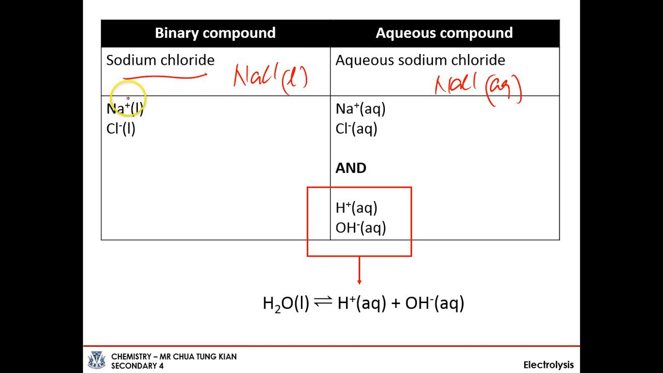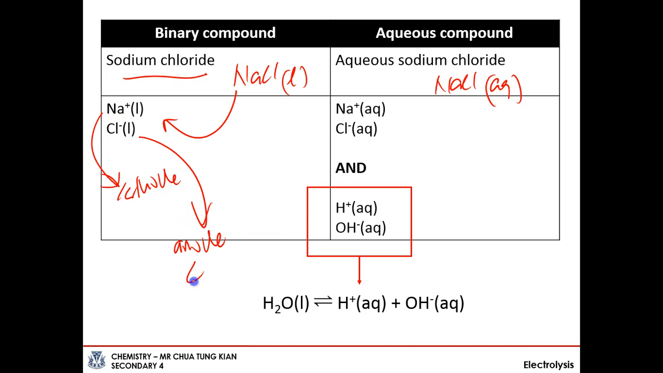What ions are present? We have Na+ and Cl-. There are only 2 ions here, so it is very straightforward. Na+ goes to the cathode, Cl- migrates to the anode, and it is discharged as chlorine gas, and this is sodium metal. But in the aqueous solution, there are a bit more ions in play. So we have Na+(aq), Cl-(aq), and we have H+ and OH-(aq).